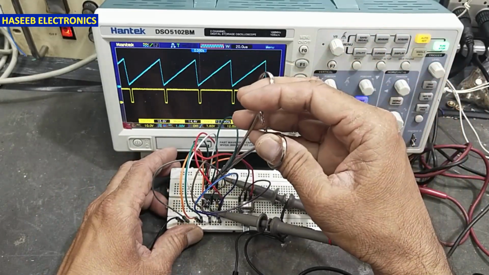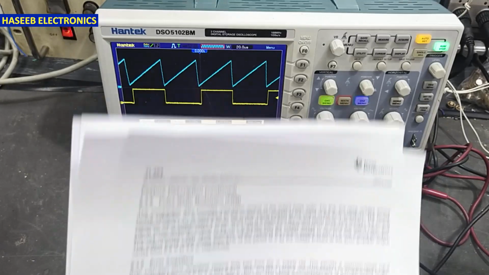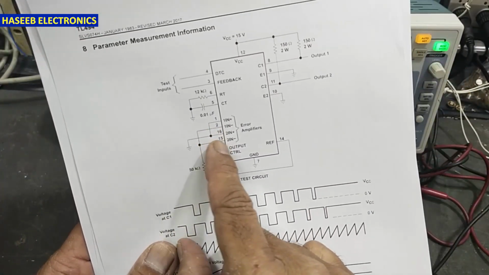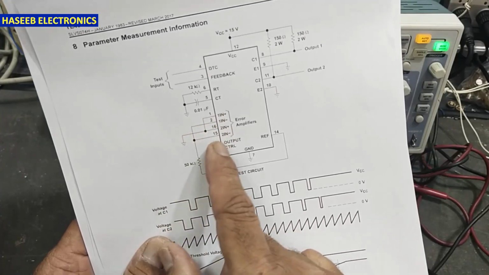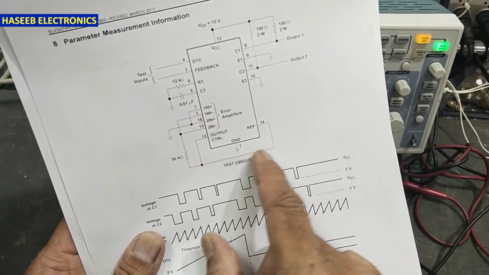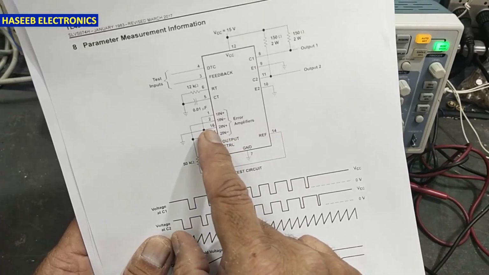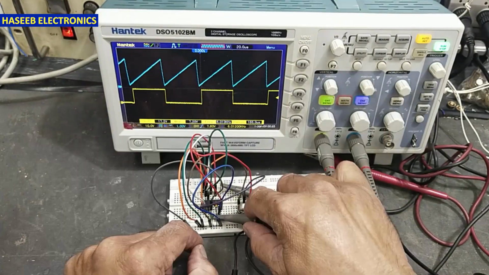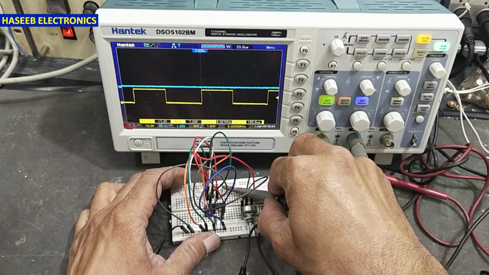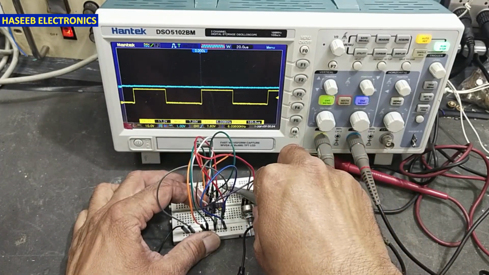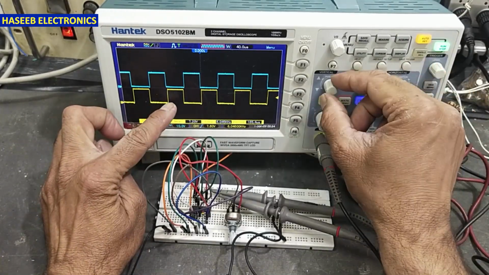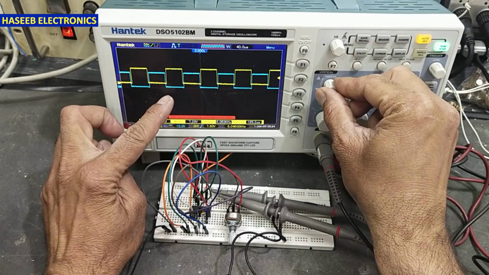This time I connected the error amplifiers as in the test circuit: pin number 2 and pin number 15, which are inverting inputs. I connected pin number 2 and pin number 15 through a 50 kilo ohm resistor to the reference voltage, and I connected the non-inverting inputs, pin number 16 and 1, to the ground. So this IC is working at full duty cycle, and in this way we will receive a push-pull signal. So both signals are opposite.